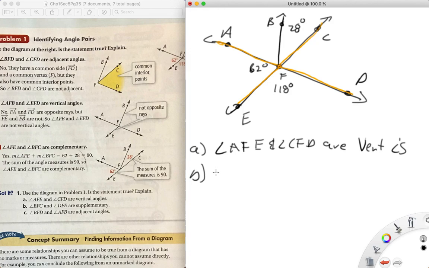They want to know if BFC and DFE are supplementary. So BFC and DFE. Okay. So in order for them to be supplementary, they have to be equal to 180.